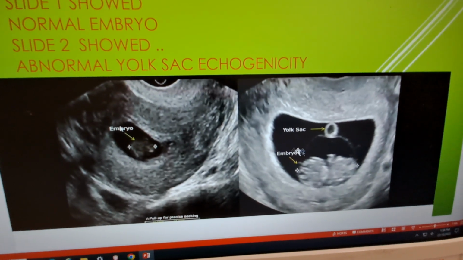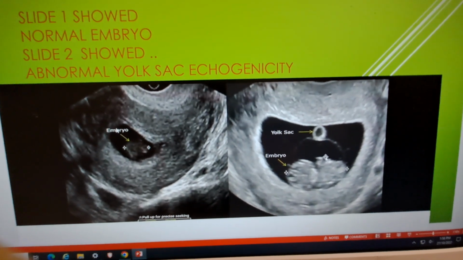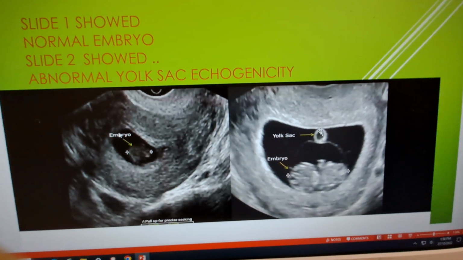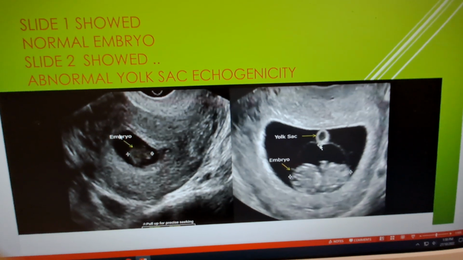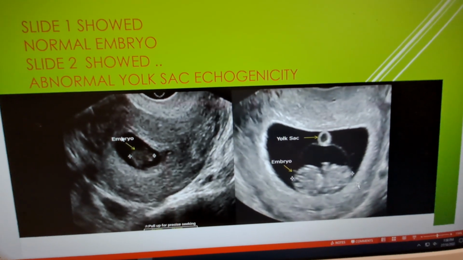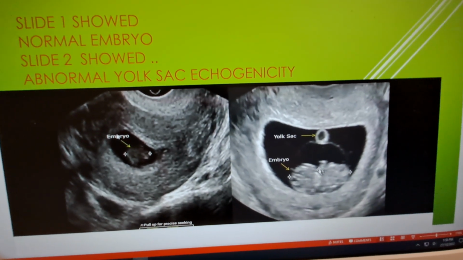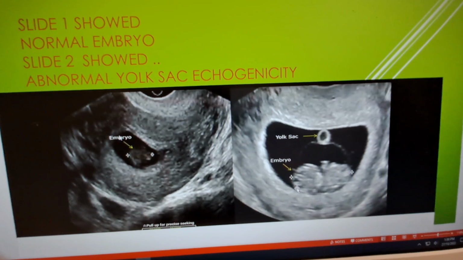But you have to see the differentiation on the other side, where you see the thickened wall, the yolk sac, and some discordance between the amniotic cavity and the chorionicity. So this is the embryo.